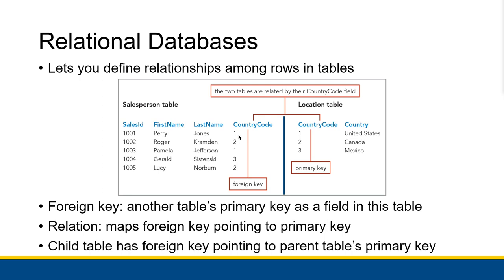The actual field in the foreign key in the child table is sort of like the sign that says, hey, the bus can pick you up here, and it will take you to the primary key. And then the relation, the bus, actually picks you up and then drops you off at the country code. The parent table, which is the location, and then the actual country code is the bus stop in the location.